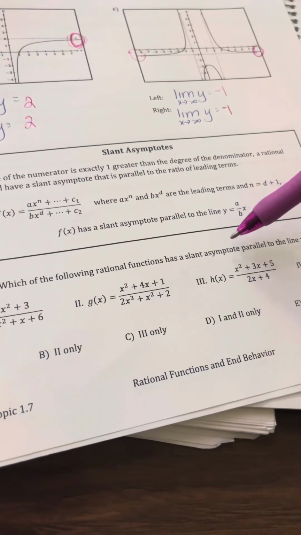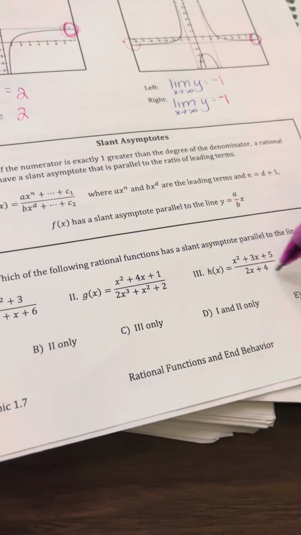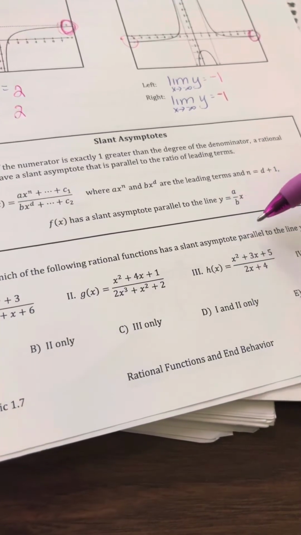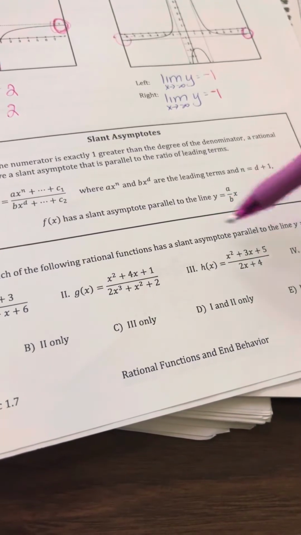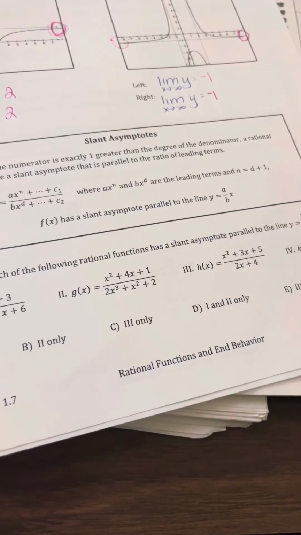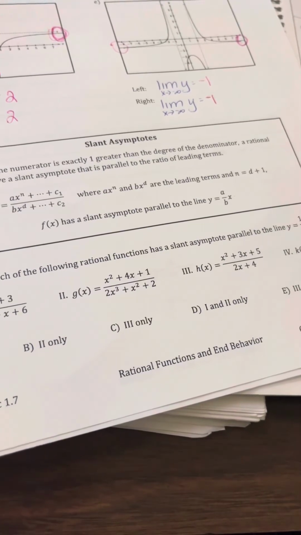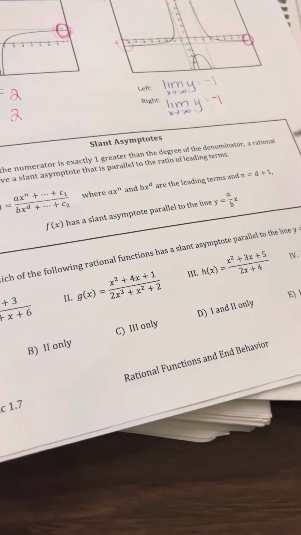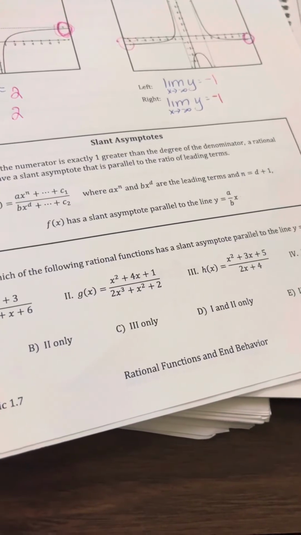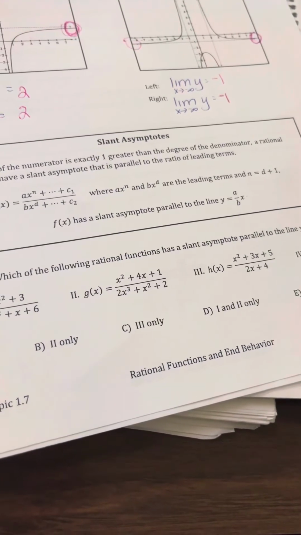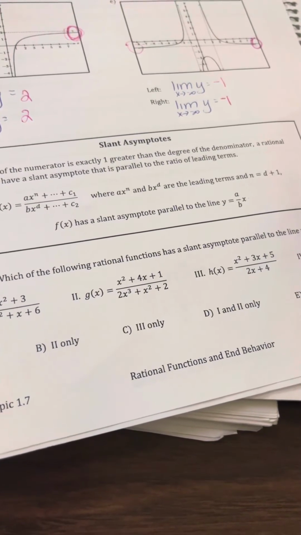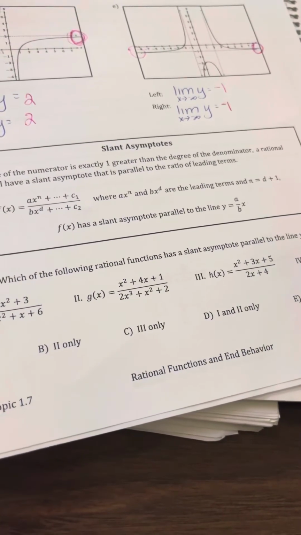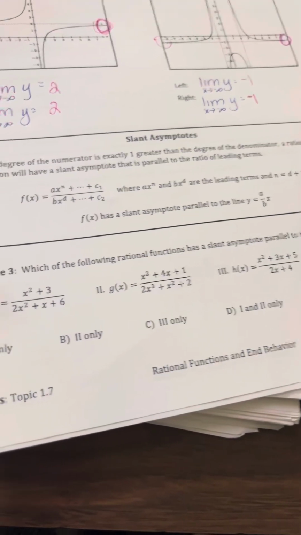So they want to know which one of these has a slant asymptote parallel to the line y equals 1/2x. So basically they want to know which one of these has a slant asymptote that has 1/2 as its leading coefficient. So first of all, for slant asymptotes, I'm comparing degrees and I'm looking for a degree of the numerator that's 1 bigger than the degree of the denominator. If it's not 1 bigger, then I don't have a slant asymptote.